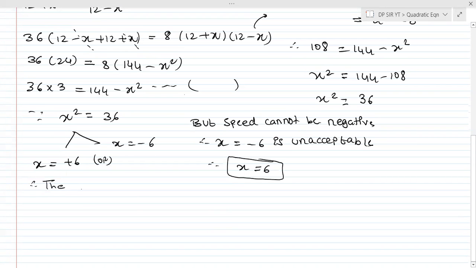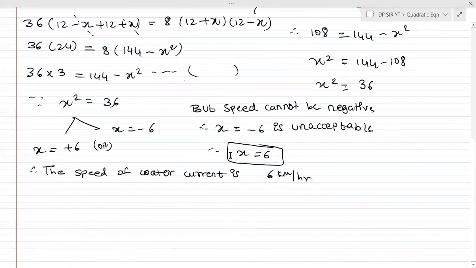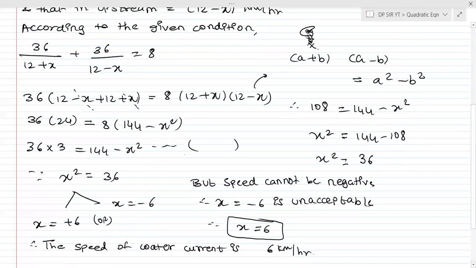Therefore, the speed of water current is 6 kilometers per hour. Done with the question. That was all. It was an easy question. So just complete the writing part, write reasons wherever necessary, and in the meanwhile, I'll just face the next question.